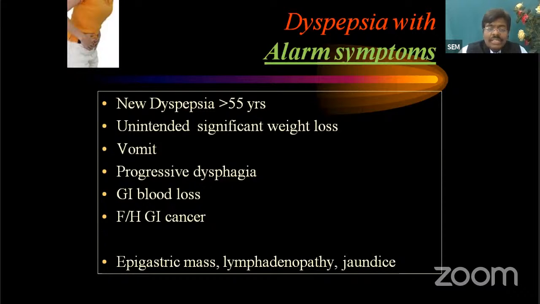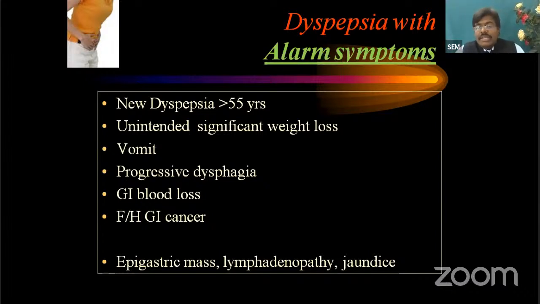Whereas if a patient says, doctor, I never had this problem, this is entirely new, especially a person in their 50s, new dyspepsia after 50, consider it an alarm symptom, a warning; it can be a cancer. Or if dyspepsia is associated with significant weight loss, and define significant weight loss, take it down: more than 5 kilos in the last 3 months. Vomiting is not a symptom of simple dyspepsia, it could be a symptom of malignancy. Or if they have associated dysphagia, or GI blood loss like hematemesis or melena, a dark, tarry, sticky stool.